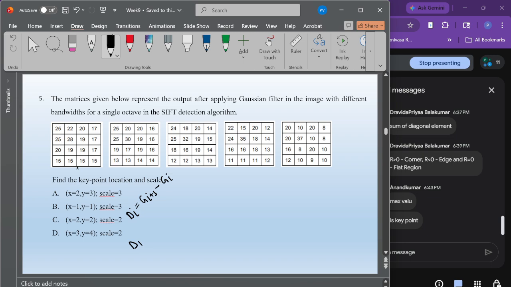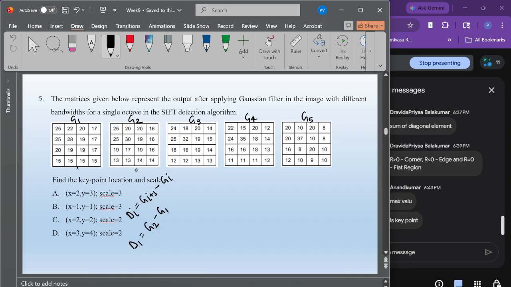So here Gi plus 1 means this matrix, and Gi is this matrix. First we will calculate D1. D1 means G2 minus G1, right? So let's say this is our G1 matrix, this one is our G2, G3, G4, and this one is G5. This is a representation of each given matrix.